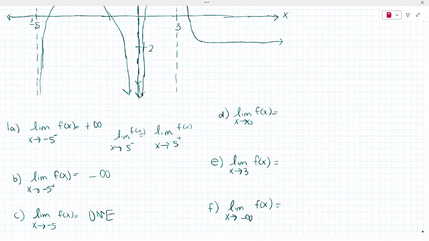Okay. What about letter D? What is the limit as x approaches 0? If you look at our graph, what is the y value as x approaches 0? And it doesn't say to the right or left. It looks like it would be negative infinity because here's 0, and something larger than 0 would be like 0.1, and that y value shoots down to negative infinity.